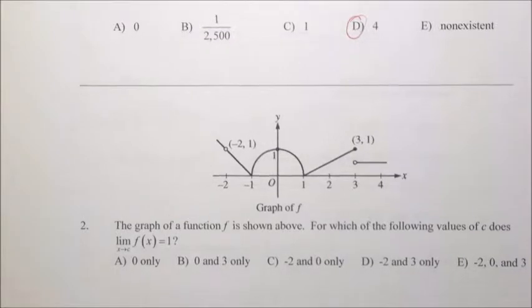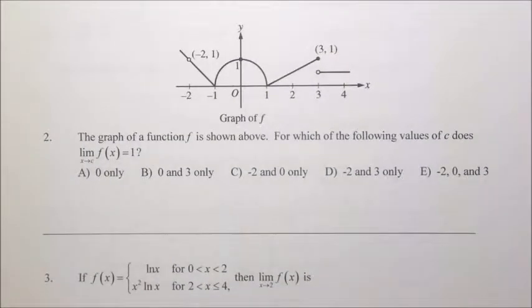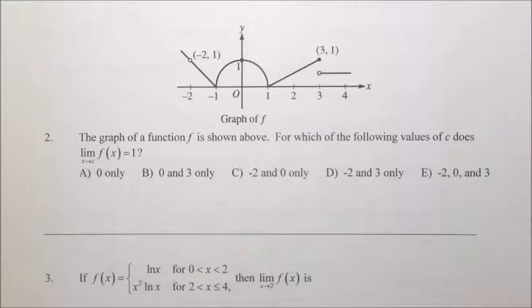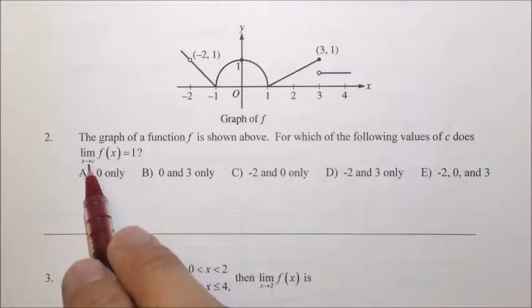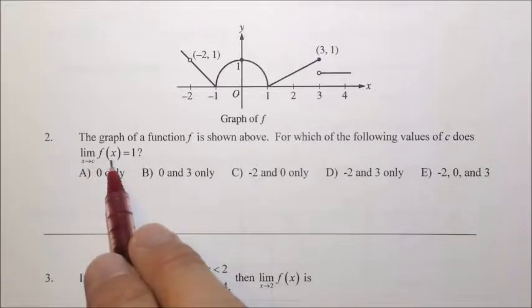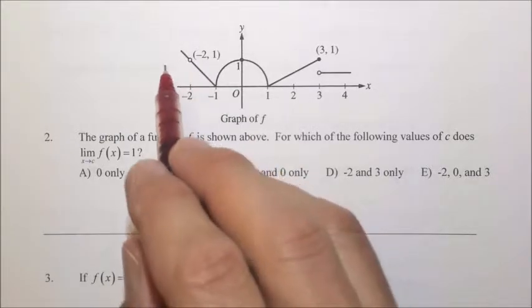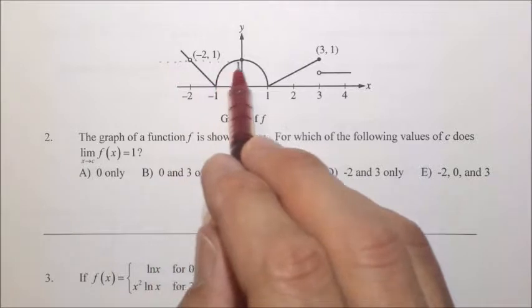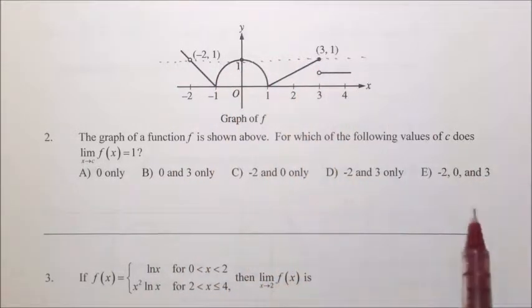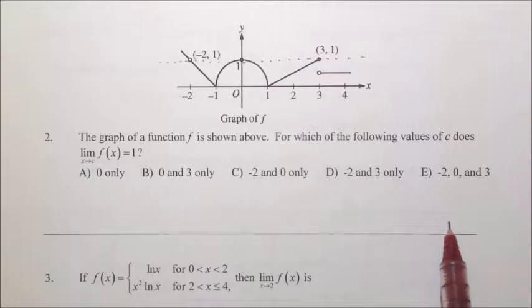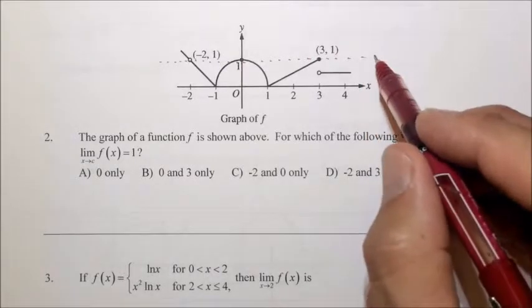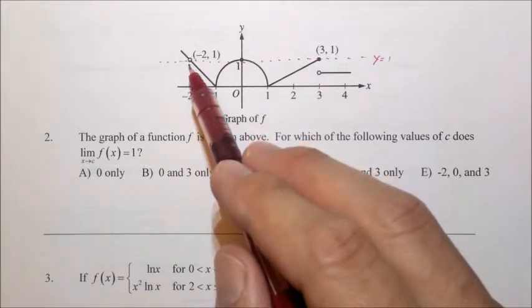For problem number 2, you're given this graph of the function f, and you're asked at what values of x, which they call c, when x approaches c, does the limit of the function equal 1? Why don't we just get a line going at y equals 1. We're interested when the limit of the function is equal to 1. In other words, when the function is approaching this line y equals 1 from both the left and the right.